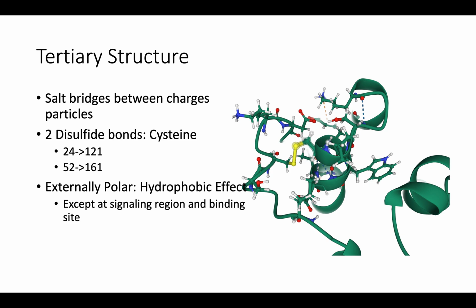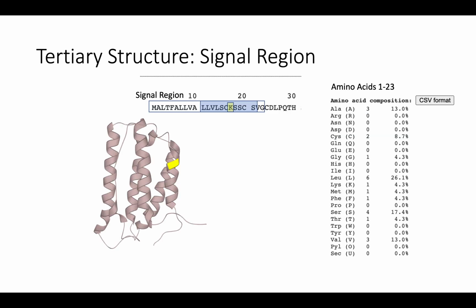We also know from those cysteines that we saw in the primary structure that there will be disulfide bonds. So here's an example of one of those disulfide bonds between an alpha helix and a beta strand. And we also know that there will be salt bridges between charged amino acids.